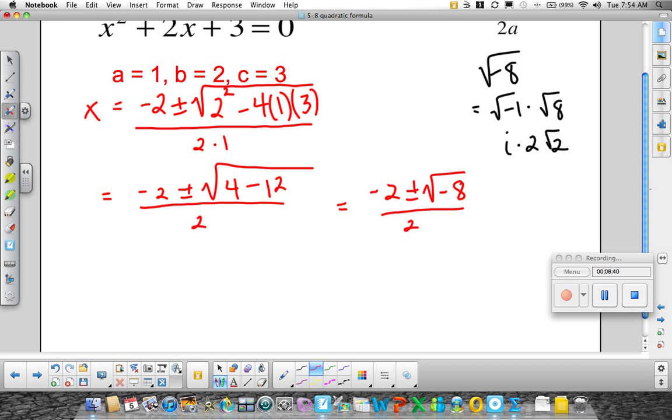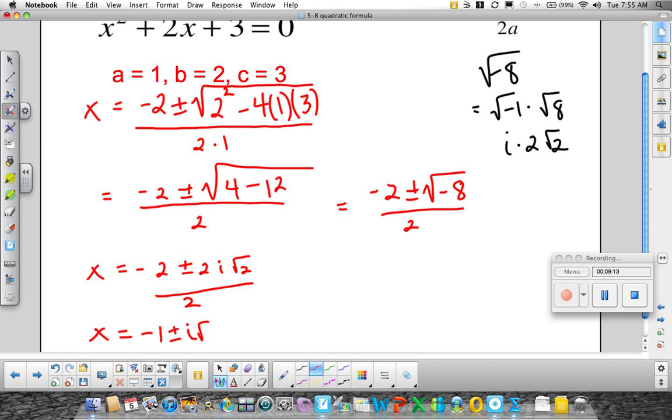So now we have x is equal to -2 plus or minus. Remember here we had the square root of -8. That's i times 2 root 2, so I'm going to write that as 2i root 2. And then all of this was divisible by 2. So now we can reduce that fraction. 2 goes into 2 once. So -2 divided by 2 is -1, plus or minus, and then 2 goes into 2 once again, so it would be i root 2.